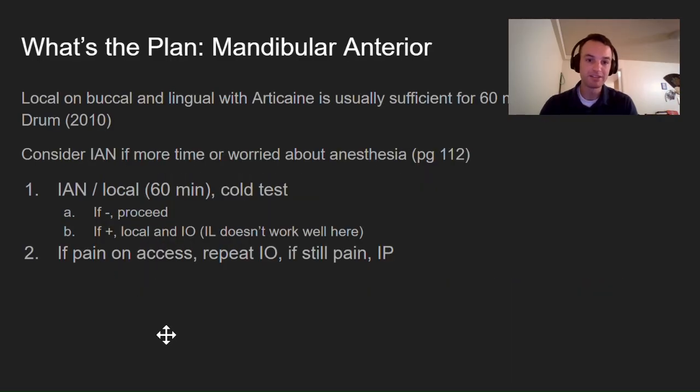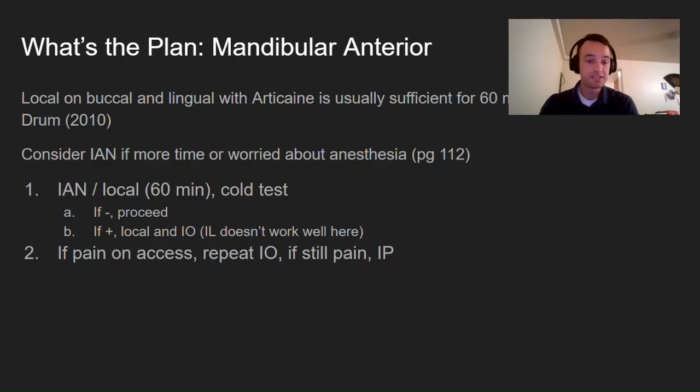Okay, mandibular anteriors. This is where I'm going to give a local infiltration on both sides, buccal and lingual, with articaine, and it's got a really high success rate. It's not going to last forever, but that should be what you need most of the time. You can give an IAN as well. It'll get to the mandibular anterior. It's not a bad idea.